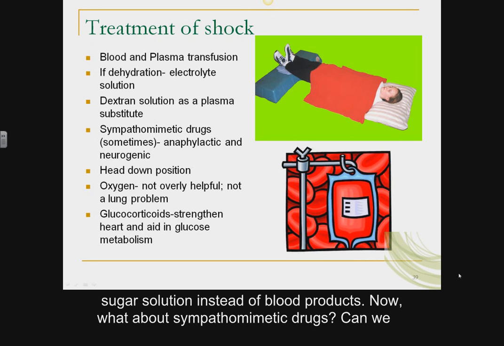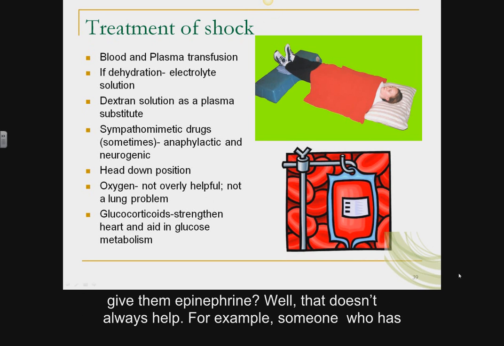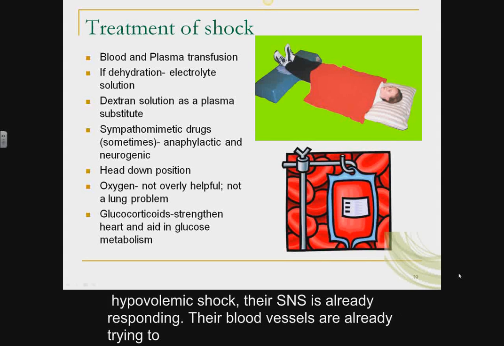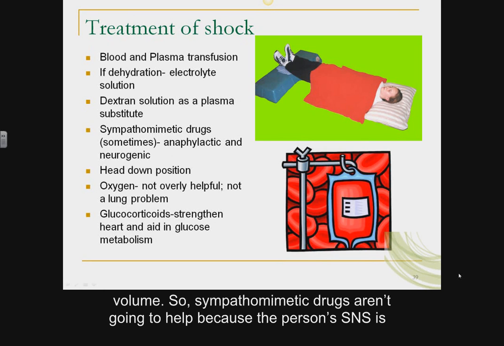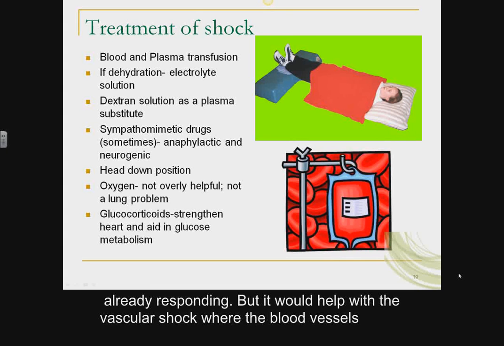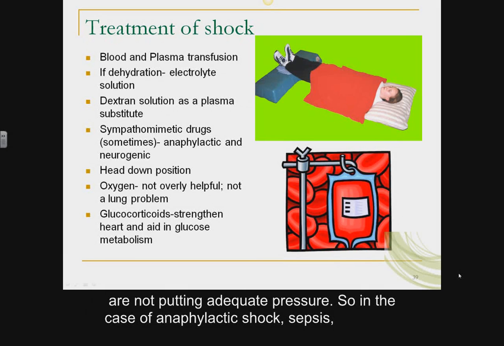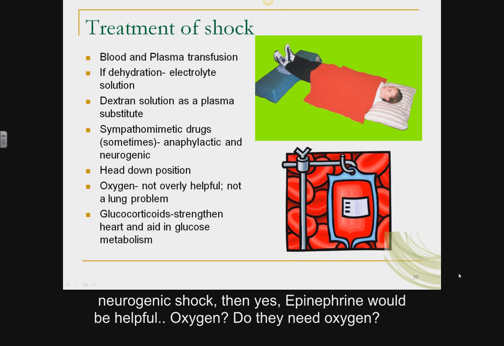What about sympathomimetic drugs? Can we give them epinephrine? Well, that doesn't always help. For example, someone who has hypovolemic shock, their central nervous system is already responding. Their blood vessels are already trying to constrict and put pressure on the blood that's remaining, but it's an inadequate blood volume. So sympathomimetic drugs aren't going to help because this person's central nervous system is already responding. But they would help with vascular shock, where the blood vessels are not putting adequate pressure. In the case of anaphylactic shock, sepsis, neurogenic shock, then yes, epinephrine would be helpful.